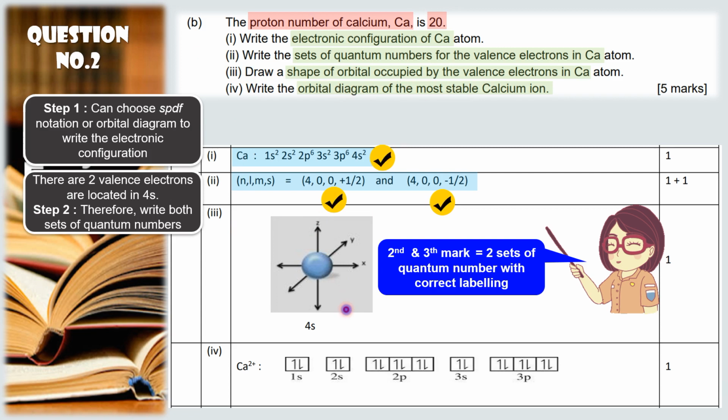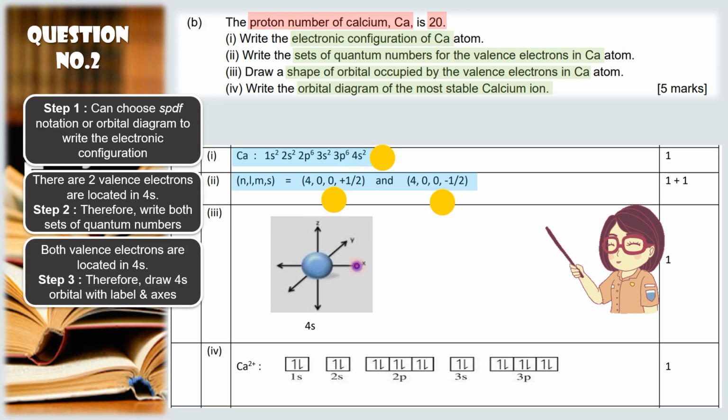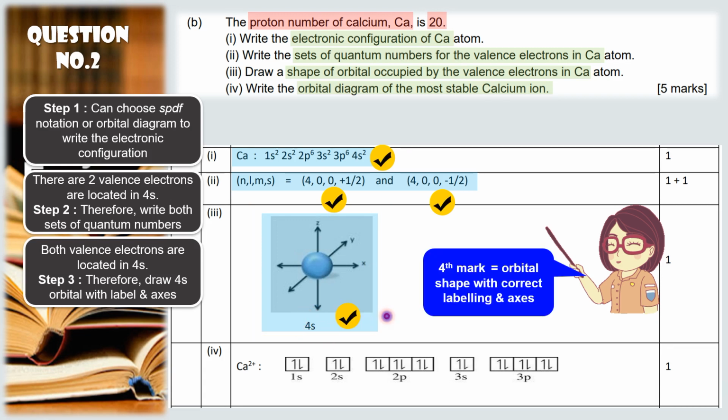Okay, for B3, draw the shape of orbital occupied by the valence electron. Because the valence electron is located in 4s, that's why you have to draw the 4s orbital. Make sure it is complete with the axis. Okay, and then also label the subshell. So correct orbital shape with correct labeling and axis, 1 mark.